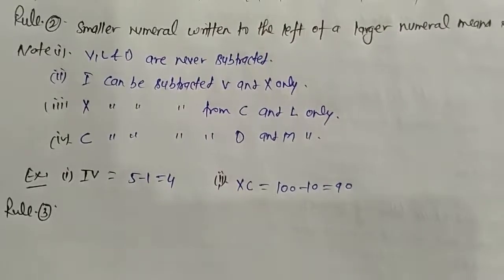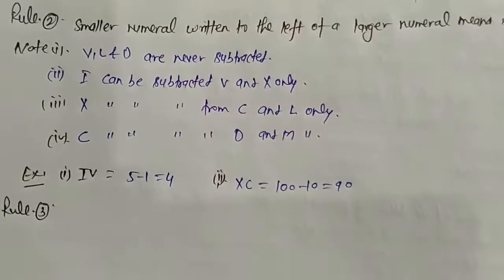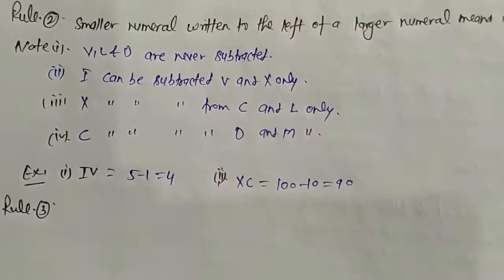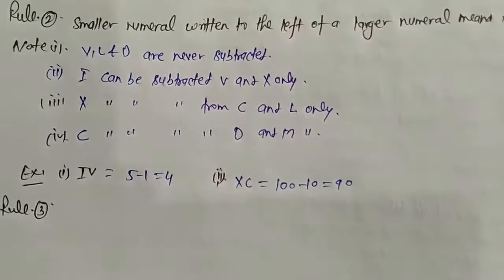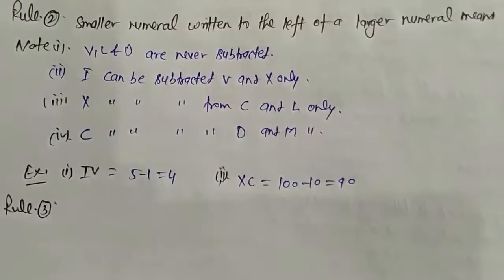The next rule is: a smaller numeral written to the right of a larger numeral is always added to the larger numeral. जब हमारे पास दाएं तरफ कोई छोटी वैल्यू आ जाती है रोमन न्यूमरल की, तो हम उसको बिगर वैल्यू से ऐड कर देते हैं.